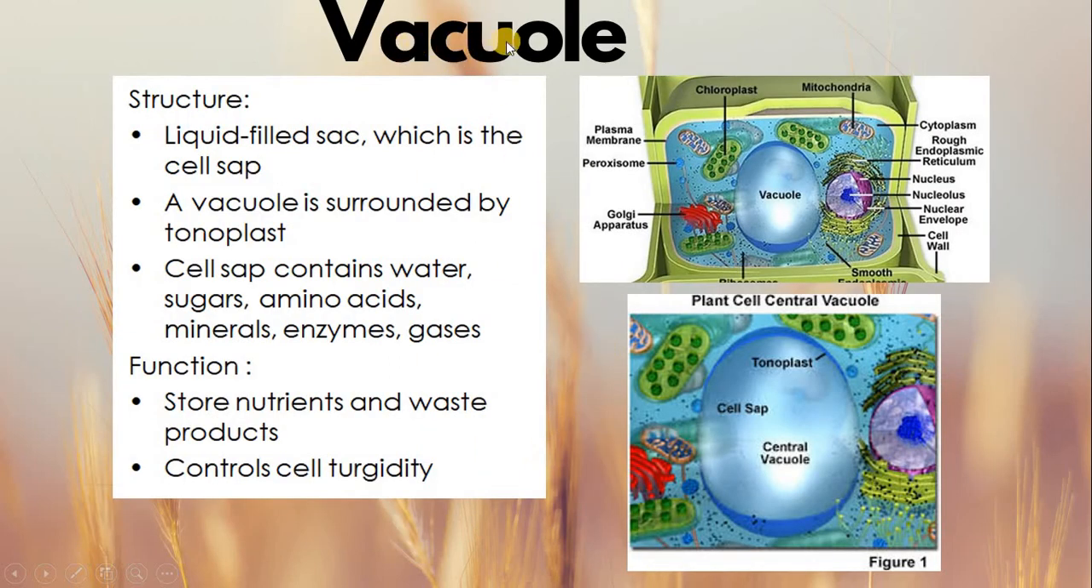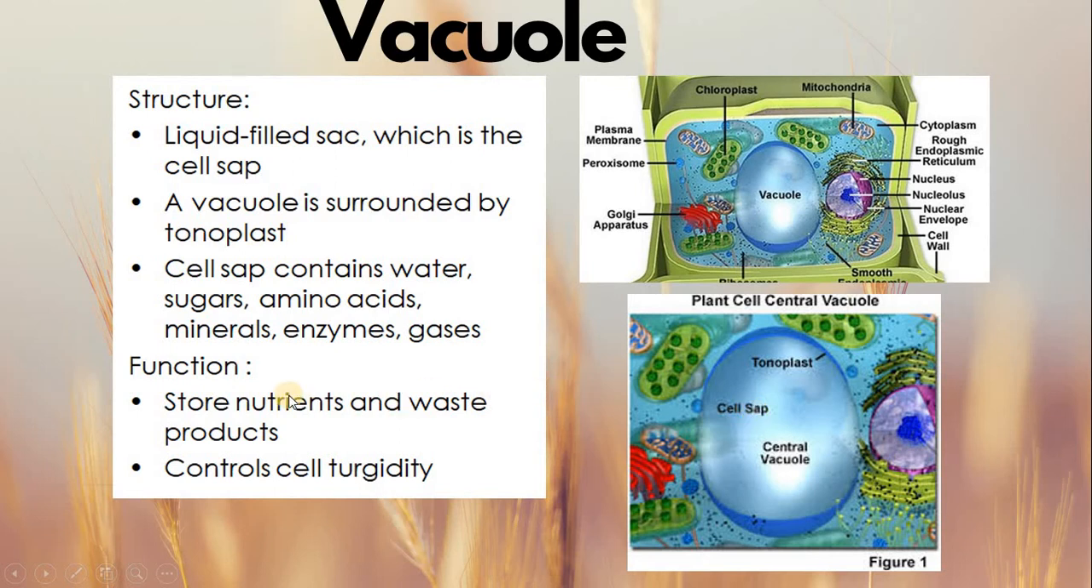Okay, vacuole. Vacuole only consists in the plant cell. It is a liquid filled sac, which is the cell sap. So inside the vacuole there is a liquid called cell sap. A vacuole is surrounded by tonoplast, the layer that covers the vacuole. Cell sap contains water, sugar, amino acids, mineral enzyme, and also gases.